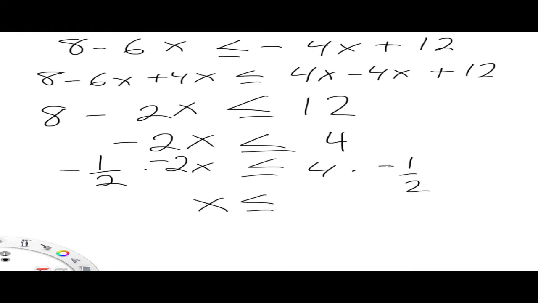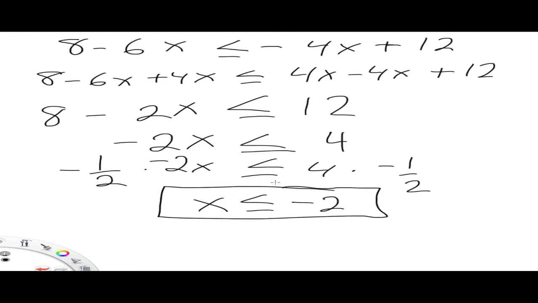2 goes into 4 2 times, times a negative 1 is negative 2. This is our solution. So your choice in which way you want to go with these kind of things. I think you look at it, make a decision, try to pick the path that you think is going to work best for you.